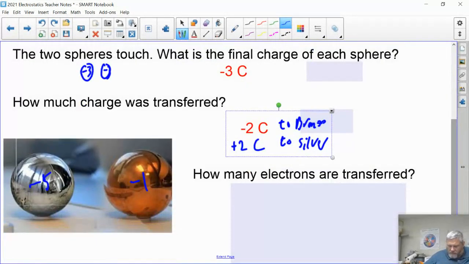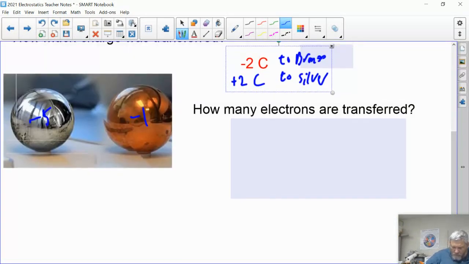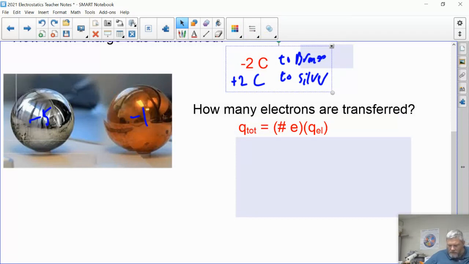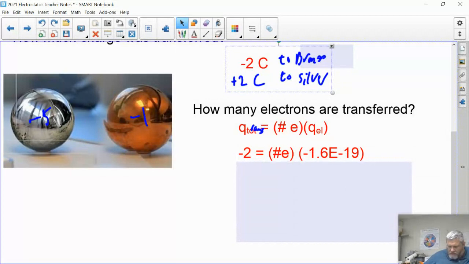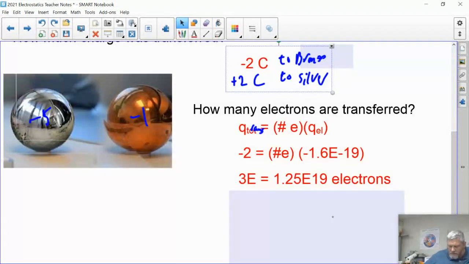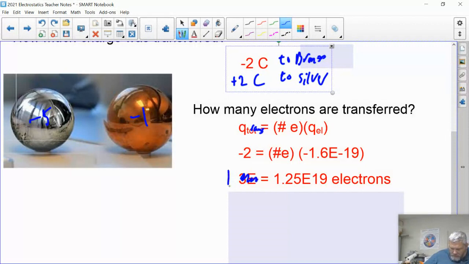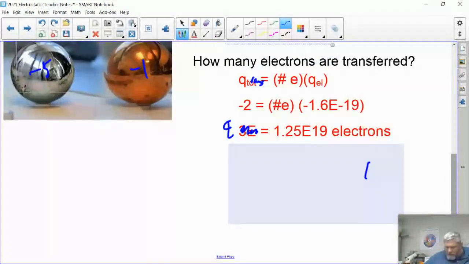Okay, and then last question, how many electrons were transferred? Well, we know, again, Q total is number of electrons times the charge of an electron. It's not really Q total, it's Q transferred. We know that's -2 or 2. Either one's fine. Number of electrons times the charge of an electron. We just multiply that out. So we see that the charge transferred is 1.25 times 10 to the 19th electrons. We just do 2 divided by -1.6 times 10 to the -19th. We get that big number. Lots of electrons being transferred.